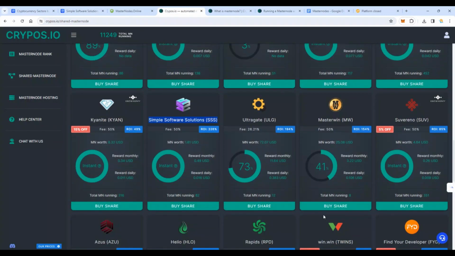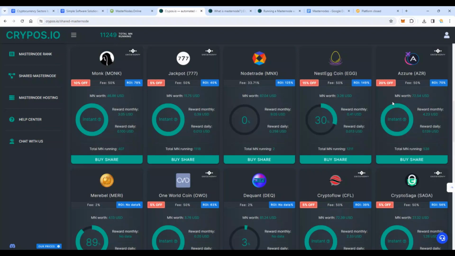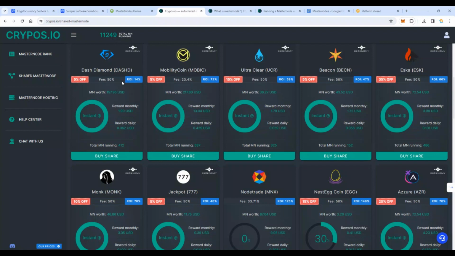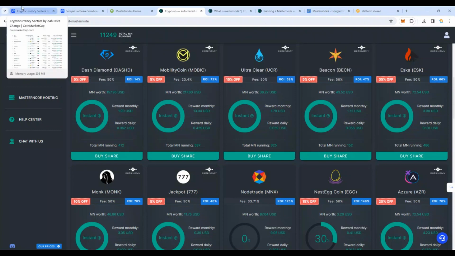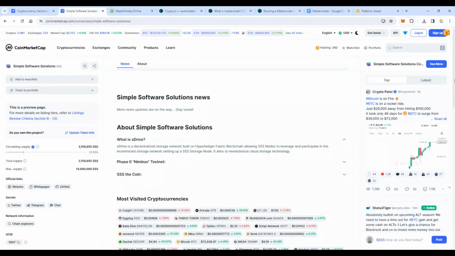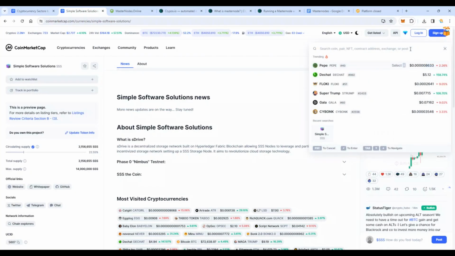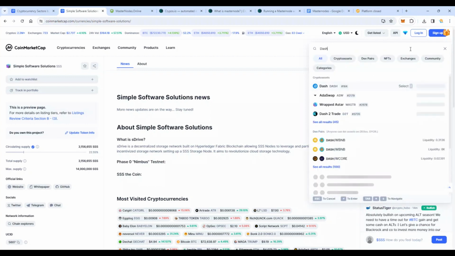If you pick another project randomly, let me pick one that requires you to have a substantial amount to run a node, like the Dash Diamond, for example. Yeah, let's pick Dash Diamond. So if you come here and look for Dash Diamond.